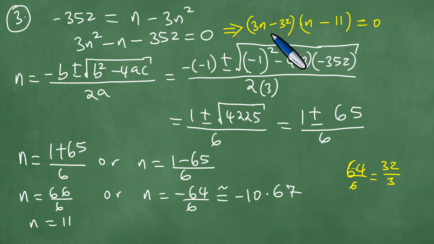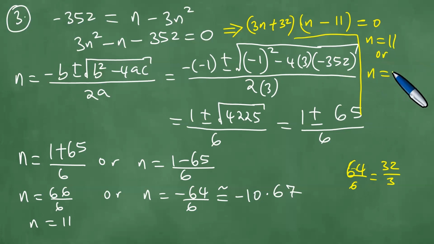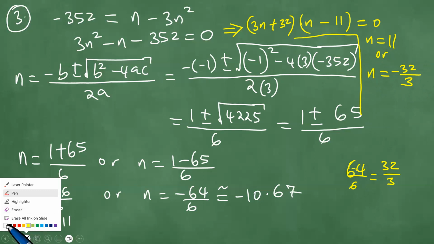And then you put a minus like this. One of them is negative and the other one is positive. So 3n squared minus 33. This one is positive. From this, you can avoid all this long thing and have that n is 11, or n is minus 32 out of 3. Like that.